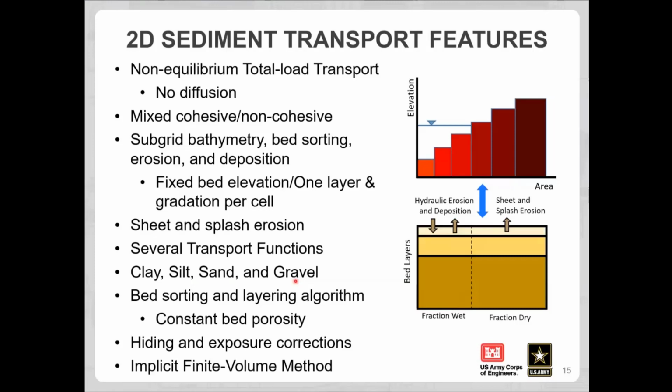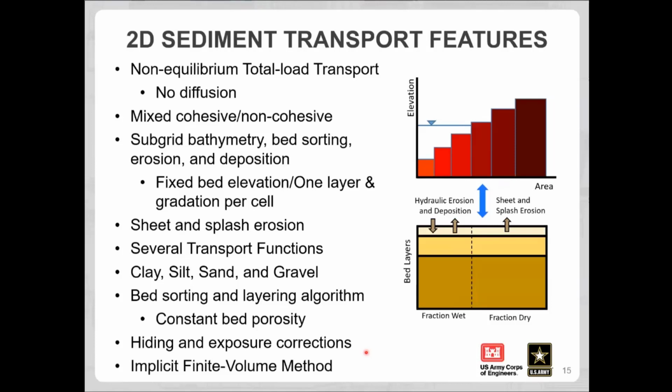For bed sorting and the layer algorithm, we're using a constant bed porosity to convert from mass to volume. If we used a variable bed porosity, we would need more iterations and more runtime. That's why we're using constant bed porosity. And then the hiding and exposure correction is a kind of armoring effect. We're trying to give some armoring effect, which is why we put in this hiding and exposure correction. But at this moment, we just hard code it; it's not an option for the user.